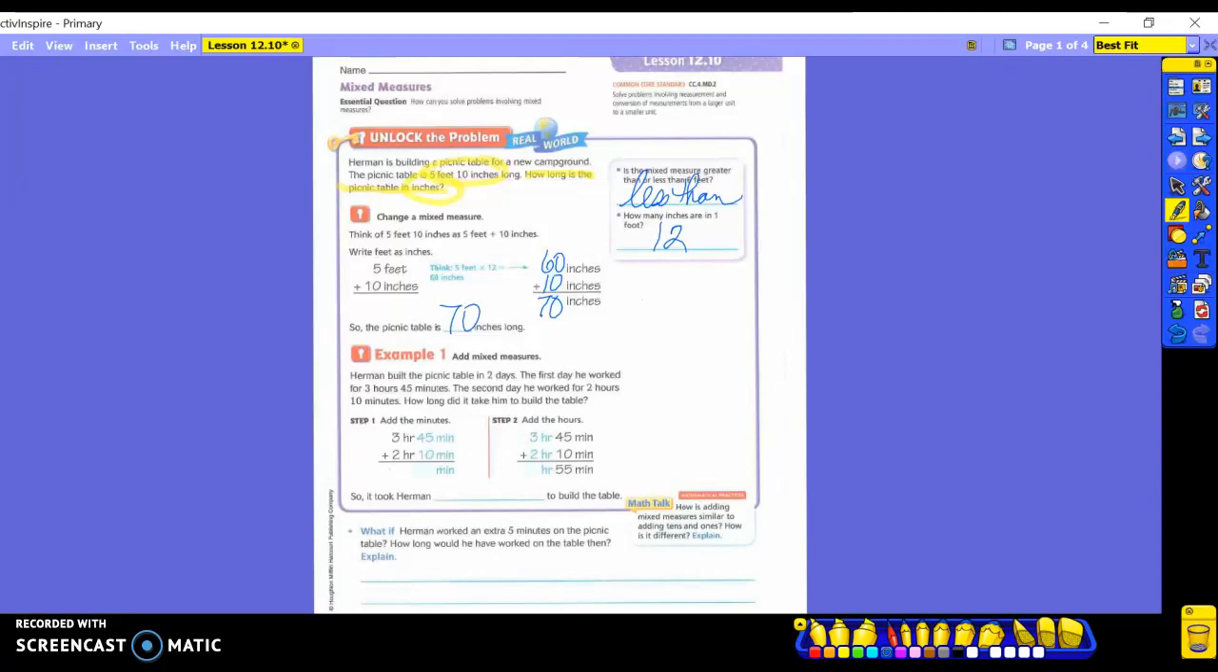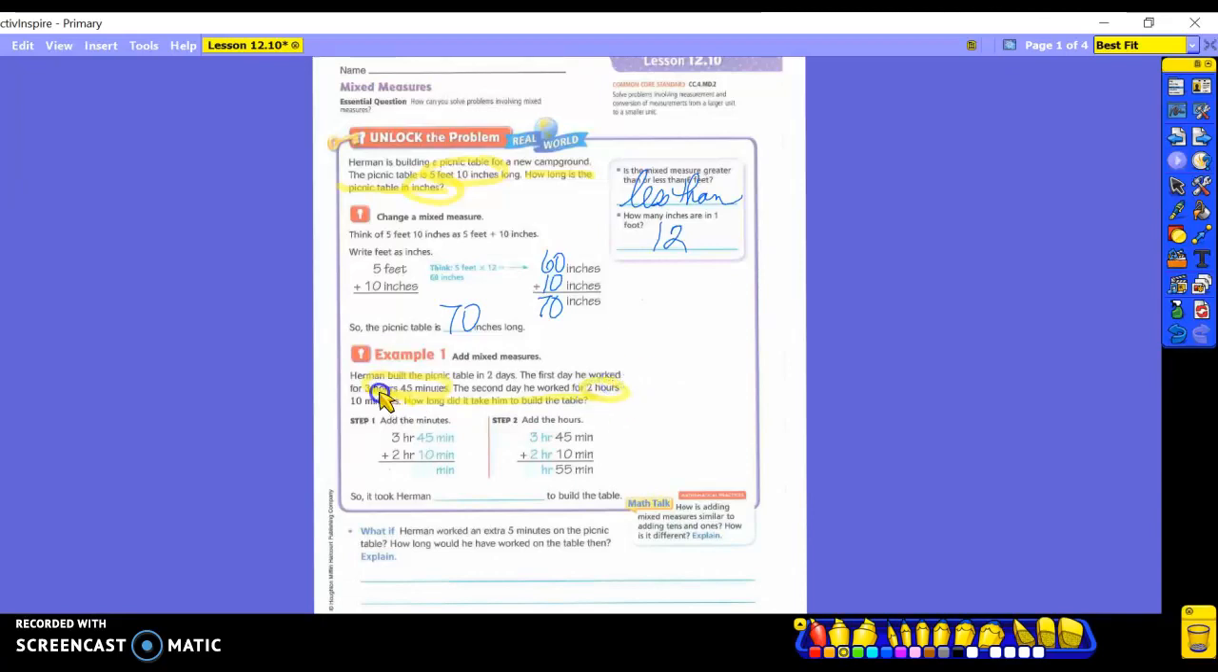Let's look at another one down here. Herman built the picnic table in 2 days. The first day he worked for 3 hours and 45 minutes. The second day he worked for 2 hours 10 minutes. How long did it take him to build the table? So as always, your question is, how long did it take him to build the table? Bailey, can you tell me how long it took him the first day? All right, 3 hours and 45 minutes. Braden, what did it take him the second day? 2 hours and 10 minutes.